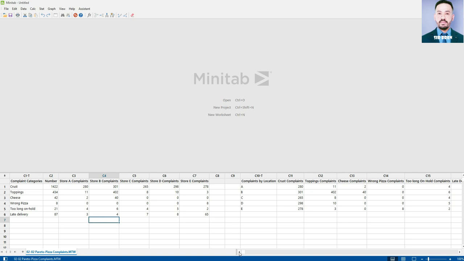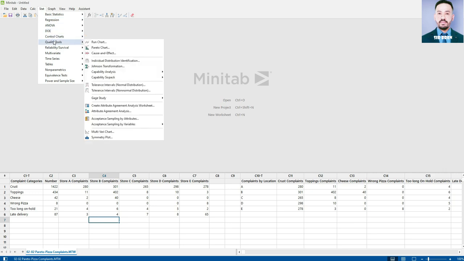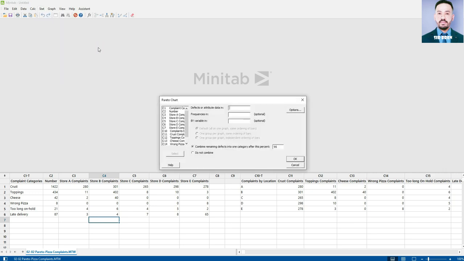To analyze complaint categories by the number of complaints using Pareto charts, we go to Stat, Quality Tools, and choose Pareto Chart. For Defects or attribute data in, we choose complaint categories. For Frequency in, we choose number. Click Do Not Combine to see all the categories, because the categories are only few, we choose Do Not Combine.